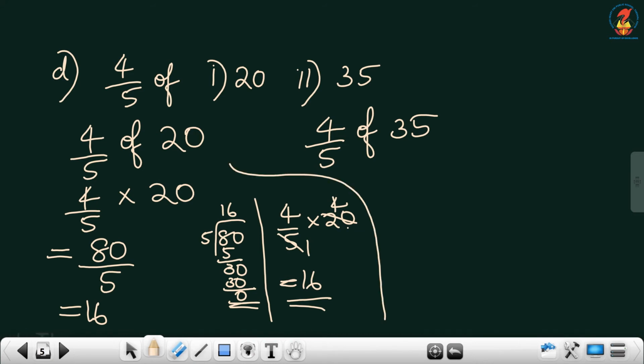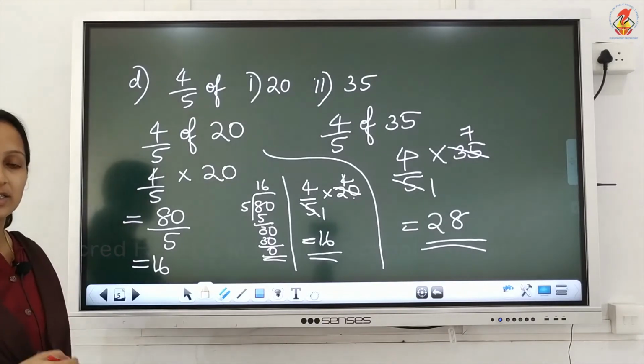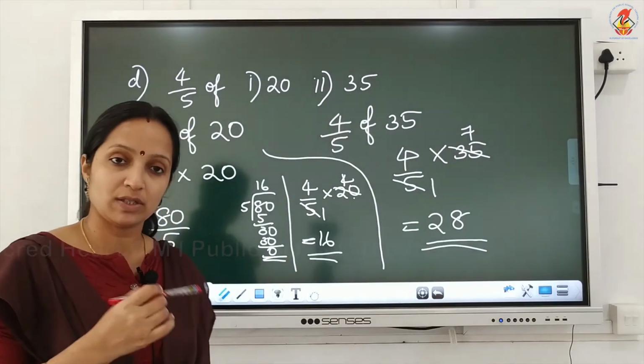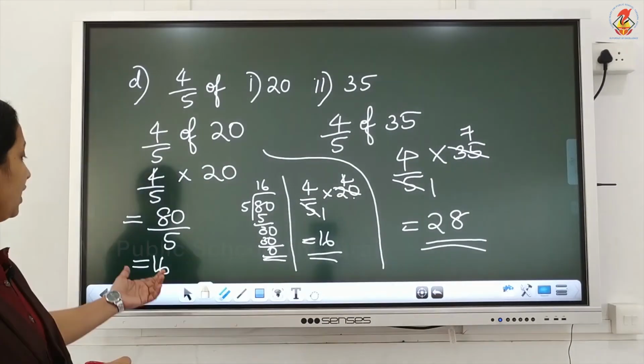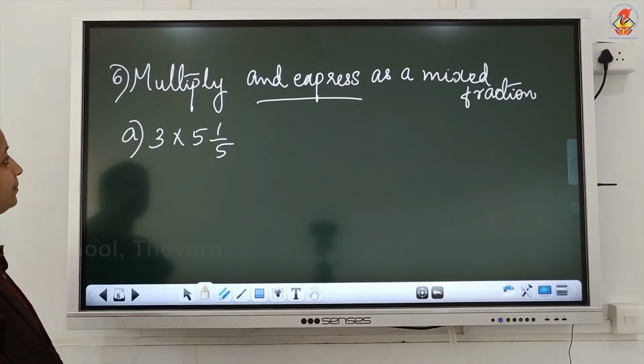Okay, then the next question. 4 by 5 of means multiplication into 35. 35 is a multiple of 5. So we can divide it by 5. 5 divided by 5, 1. 35 divided by 5 is 7. So 7 into 4, what is the answer? 28. Clear, children? Hope these questions are clear for everyone. Just practice the shortcut method one more time. Otherwise, do the multiplication and do the division and find out the final answer. Okay? Then move to the next question.